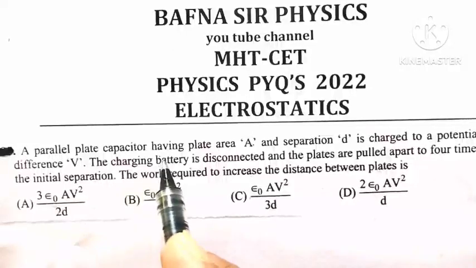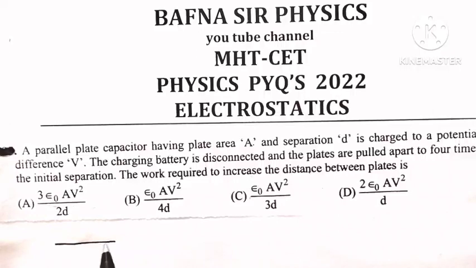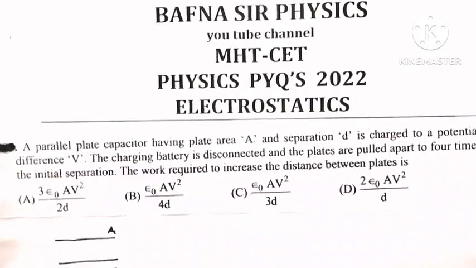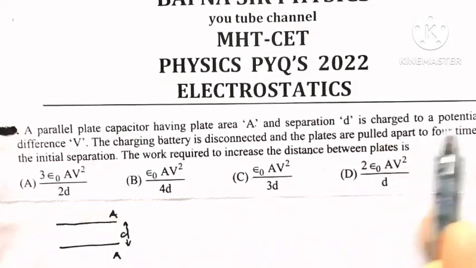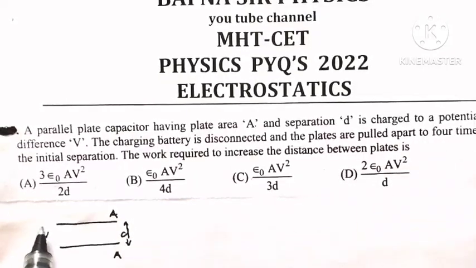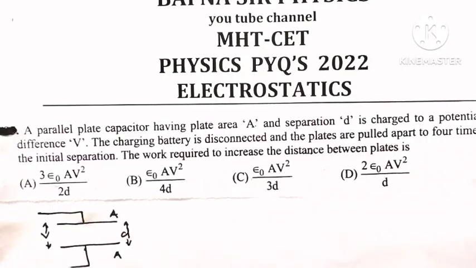A parallel plate capacitor having area A. So here, a parallel plate capacitor whose each plate has area A, and separation small d, the distance of separation between the two plates is d, is charged to a potential difference V, means the potential difference between the two plates is V. It is charged with the help of a battery, and this charging battery is disconnected.